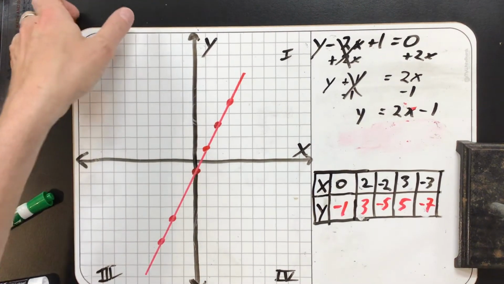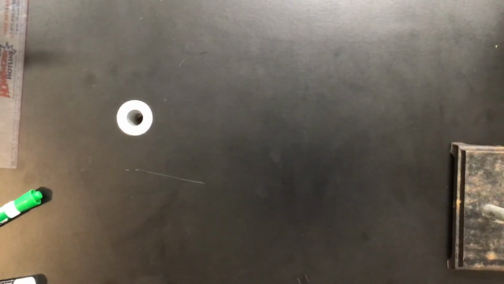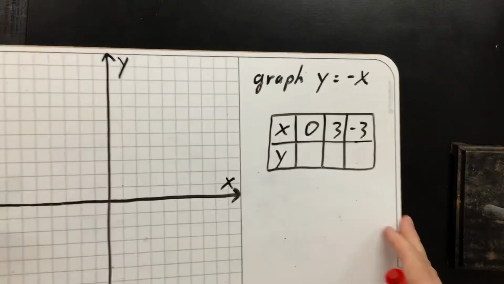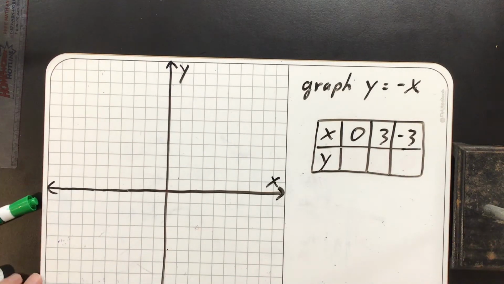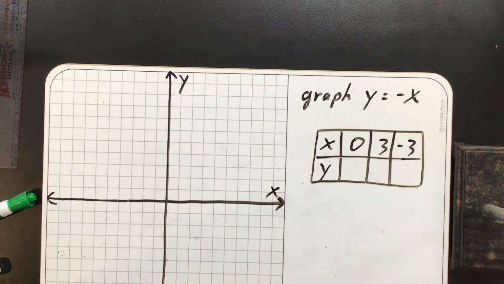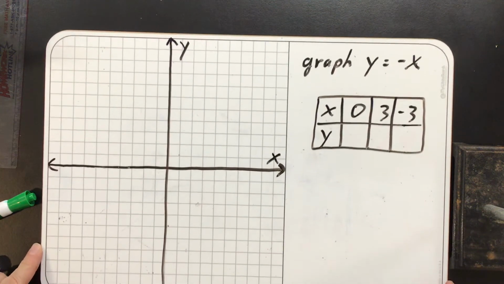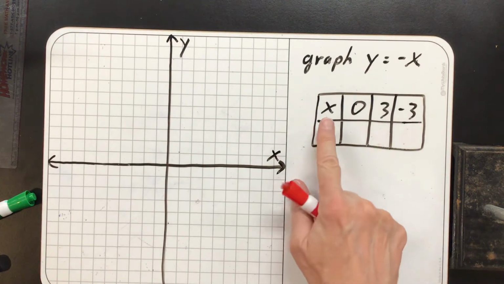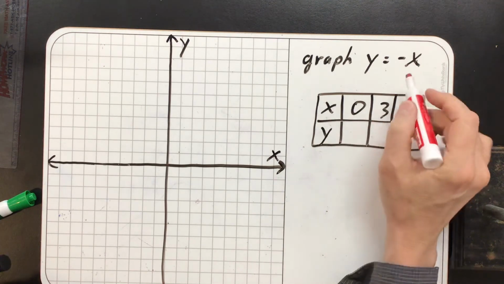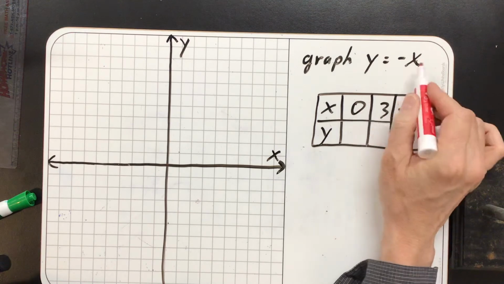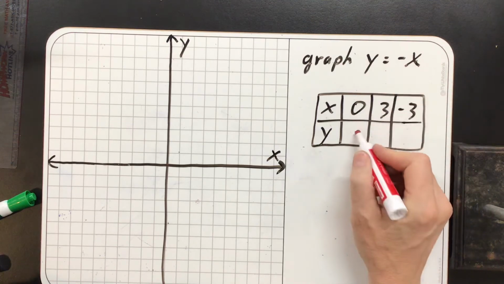So here, on to another example. Make sure this actually fits on the screen. Okay, and we're going to graph y equals negative x. Again, I just chose some values, 0, 3, and negative 3. So if x is 0, then y equals negative 0, or just 0.